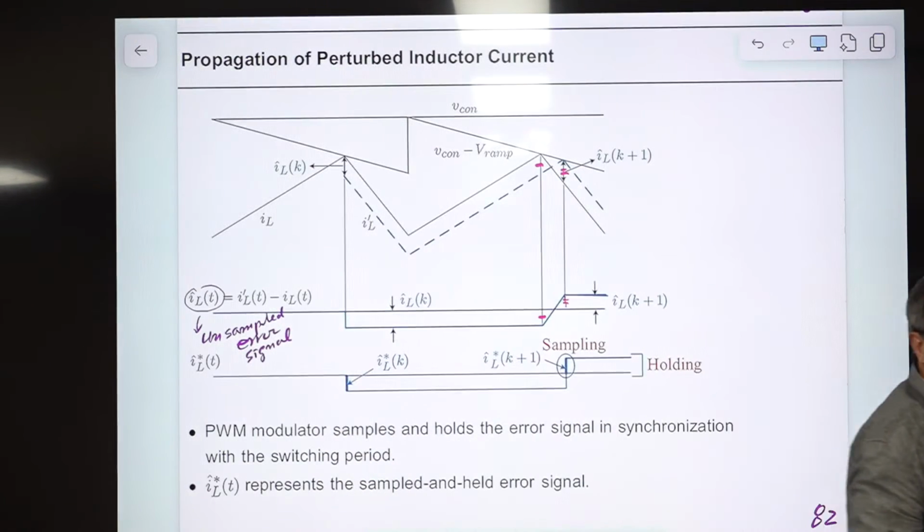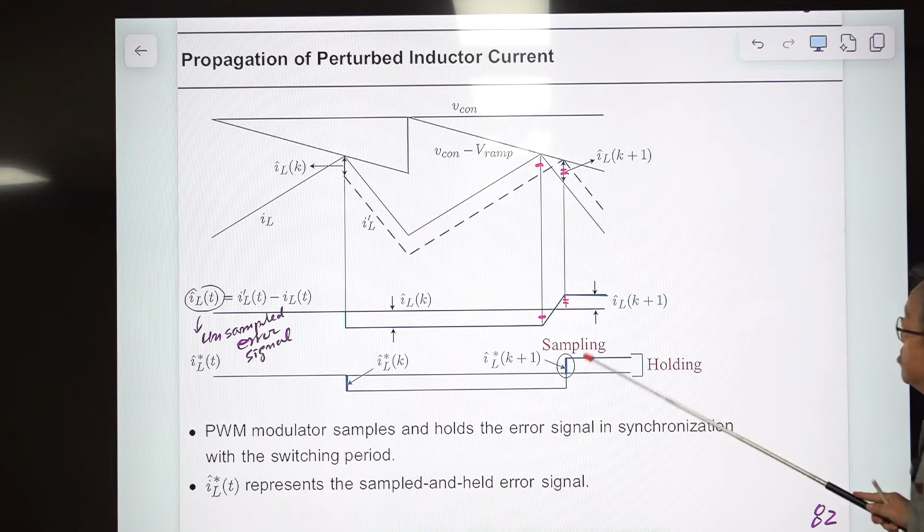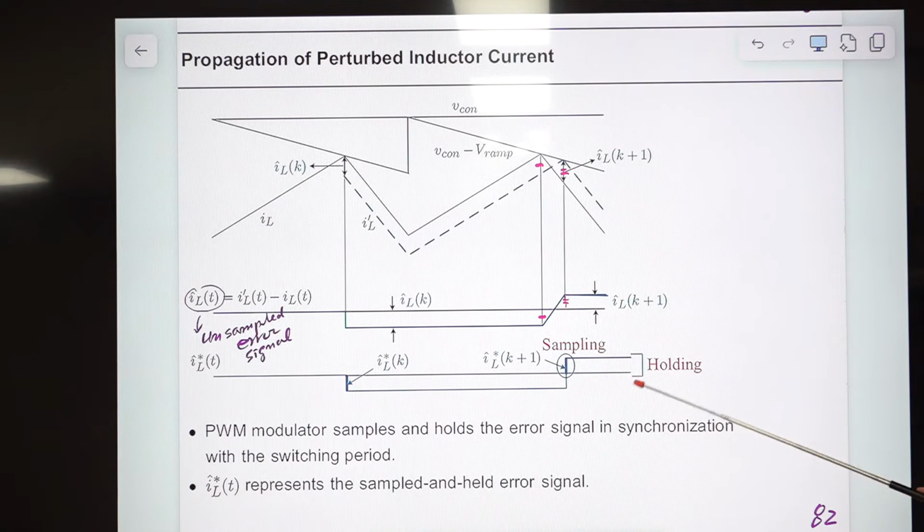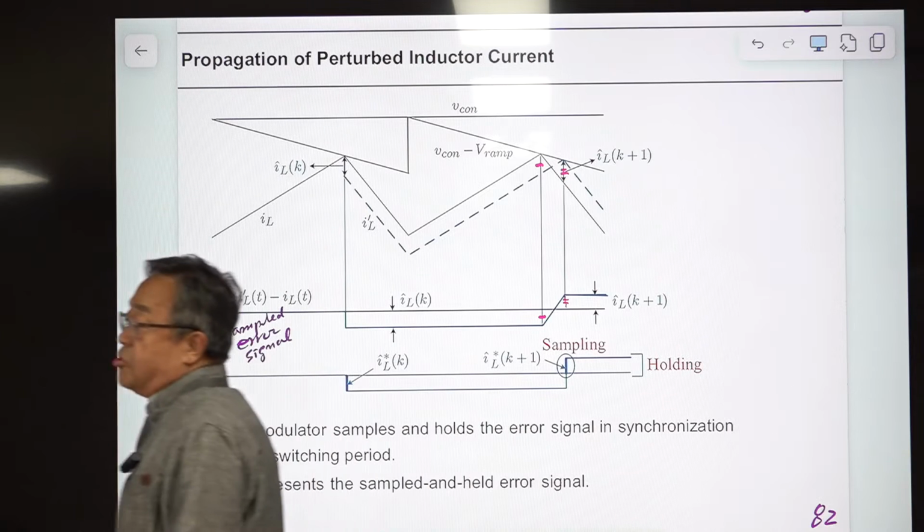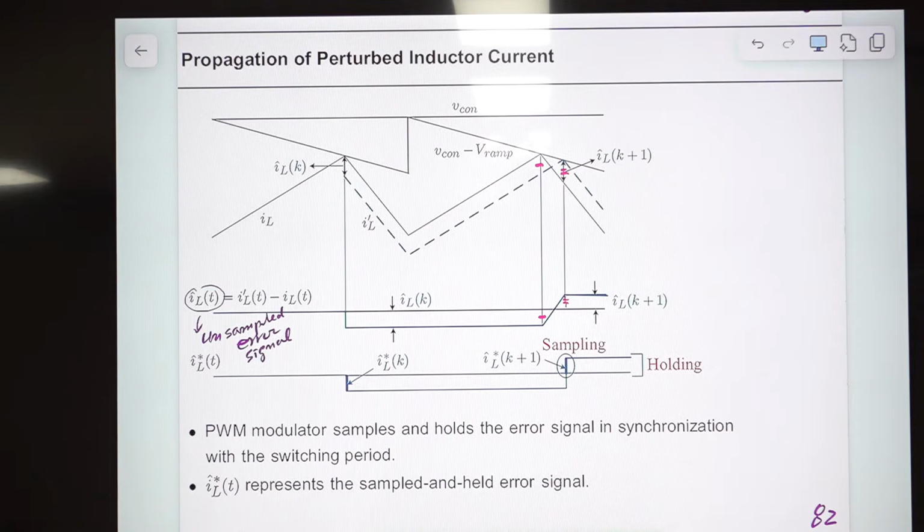That is very similar to sampling and zero order hold. Maybe you may have learned from signals and systems or communication something like a sample and hold circuit. It's not a circuit, but this function is the same as sampling and holding this error signal. It only occurs once in every switching period, not continuously. That imprints the sampling effect, some sampled-data feature, in the system dynamics.